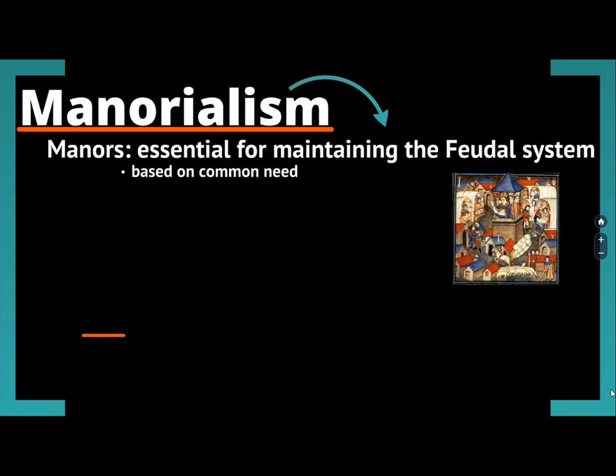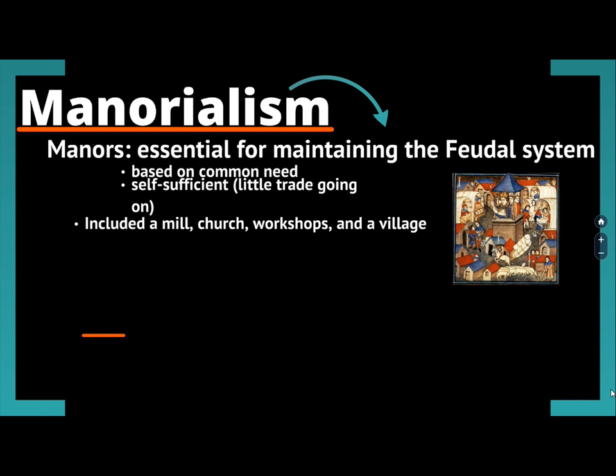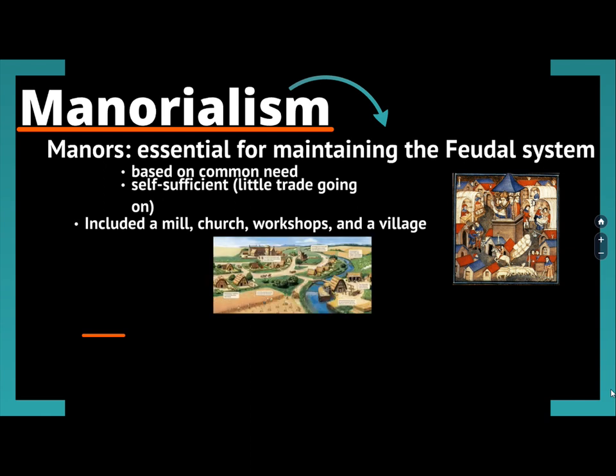So manorialism. This was different to feudalism. It was based on manors. Now, it's essential for maintaining the feudal system. It was based on a common need, and these manors, or these large estates, were self-sufficient. So very little trade was actually going on. It included a mill, church, workshops, and a village.